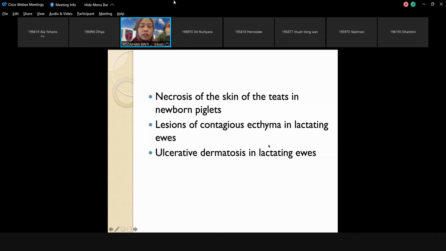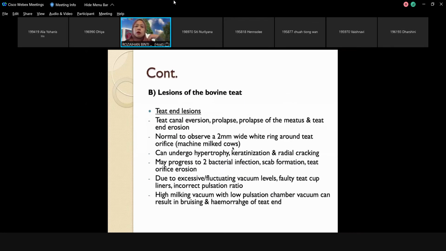There are also lesions of contagious ecthyma in lactating ewes, which is transmitted during suckling of the lambs. Meaning that the lambs have got this virus, so when they suckle, it would transmit to the dam, the ewes, and then they would have this kind of lesions. We also have ulcerative dermatosis in lactating ewes, which sometimes may subsequently cause mastitis. All right. So if you're talking about lesions of the bovine teat, lesions that only affect the bovine teat.